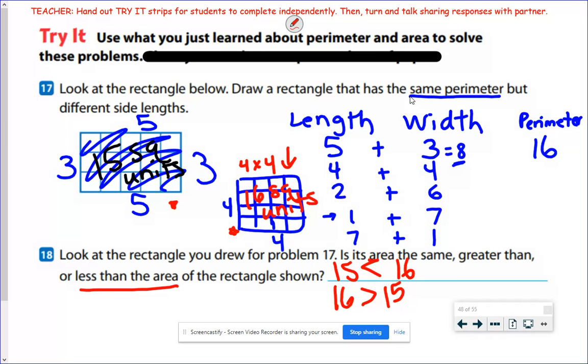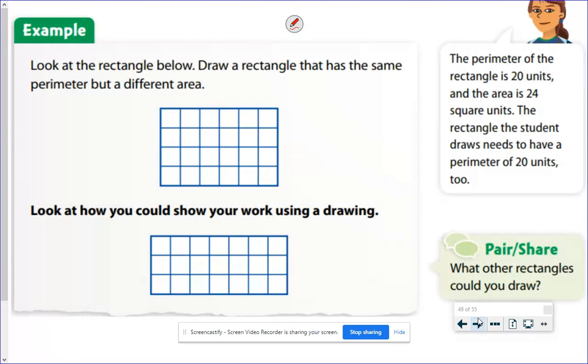We can turn these numbers around. Look at this rectangle. Draw a rectangle that has the same perimeter but a different area. And we know from this information shared over here, the perimeter of this is 20 units. The side lengths are 6 and 4, so that makes 10. And if I double that, that's going to give me these other two side lengths added together. So that perimeter is 20 units. And then the area is going to be 6 times 4, so that's going to be 24 square units.